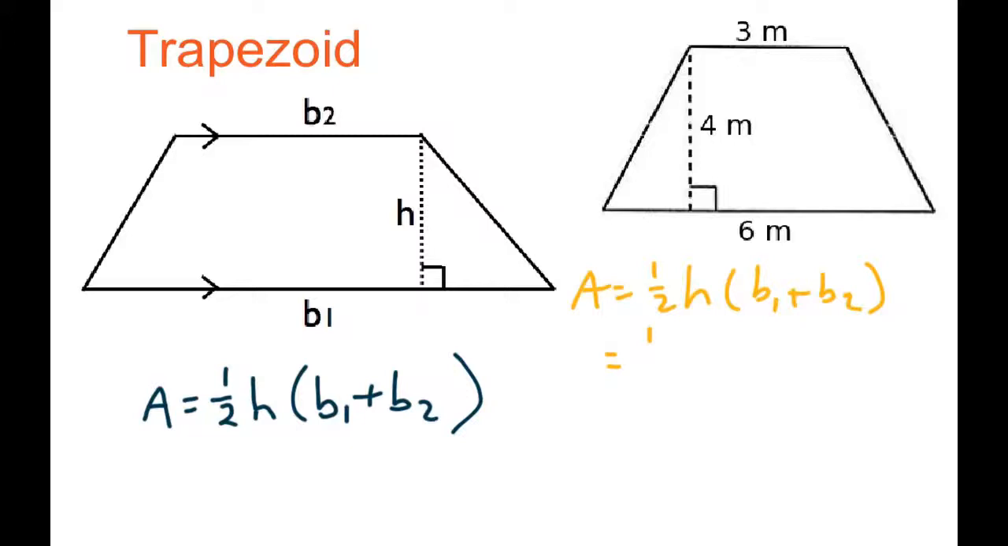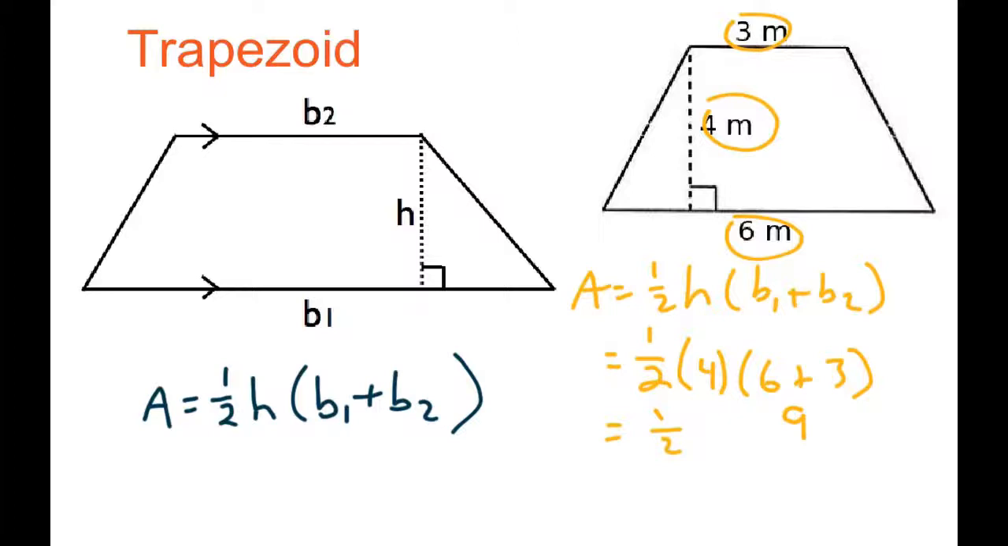Alright, now let's substitute numbers in. 1/2 times the height is 4. Base 1 is 6. Base 2 is 3. Okay, order of operations tells us to do inside the parentheses first. 6 plus 3 is 9. So 1/2 times 4 times 9. And multiplying across, 1/2 times 4 is 2. 2 times 9 is 18. So we get an area of 18 meters squared. Alright, that one's a little more complicated.